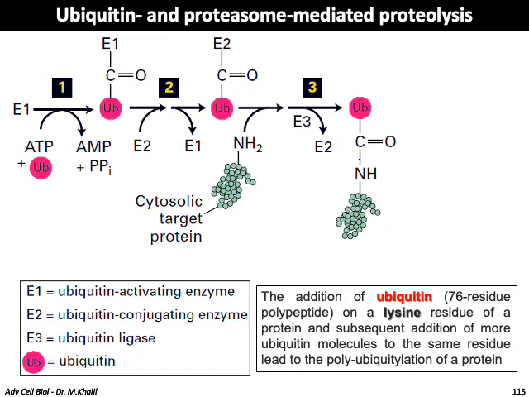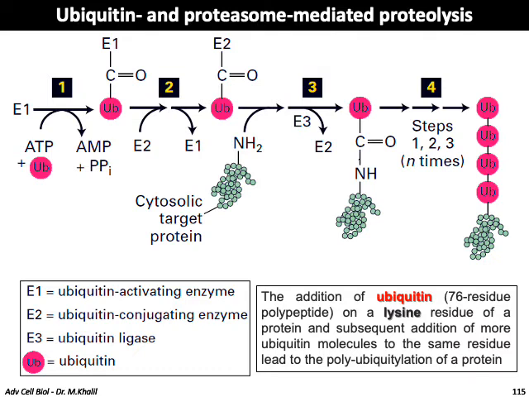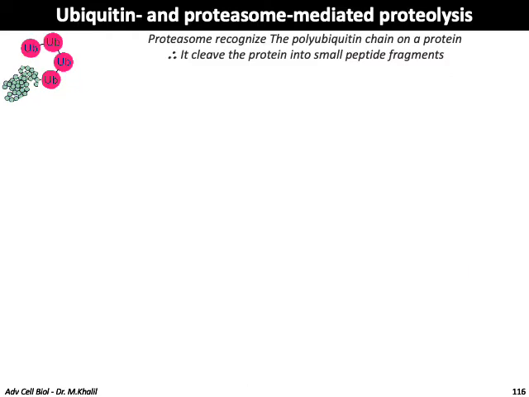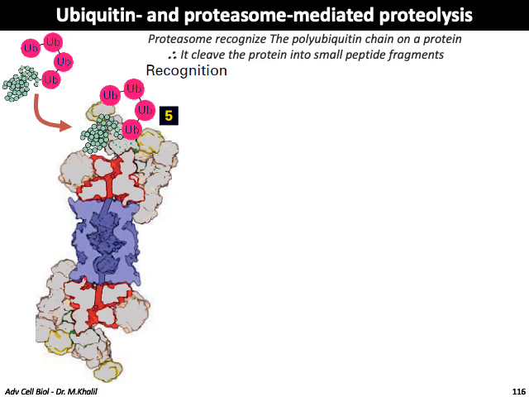After that, the target protein that needs to be degraded is recognized with the help of E3, which is recruited. This ubiquitin is added on a specific lysine on the target protein. After that, the steps are repeated n times until polyubiquitination occurs on the same lysine of the target protein. This polyubiquitinated protein will be recognized by a proteasome, which will cleave the protein into small peptide chains.